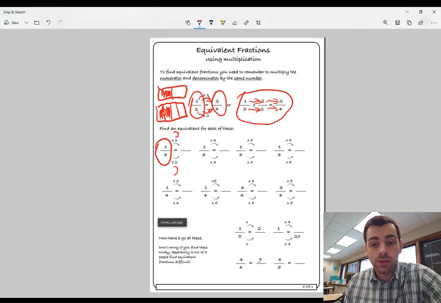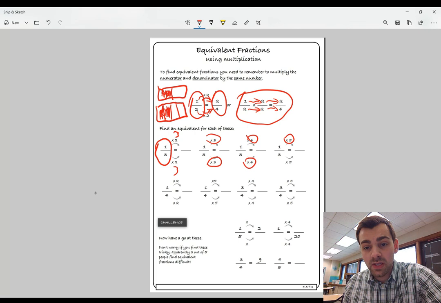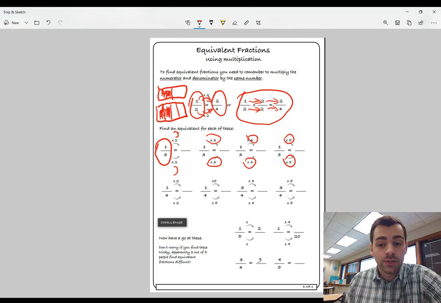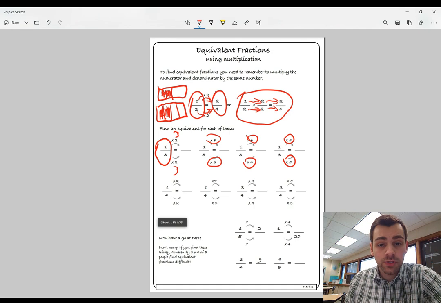Here you can see that they've done so with a few more. And it just goes on and on and on. You can keep going with this same concept. So I would like you to complete the remainder of this worksheet and then use this strategy in the future when you come into more fractions that require you looking for an equivalent fraction.